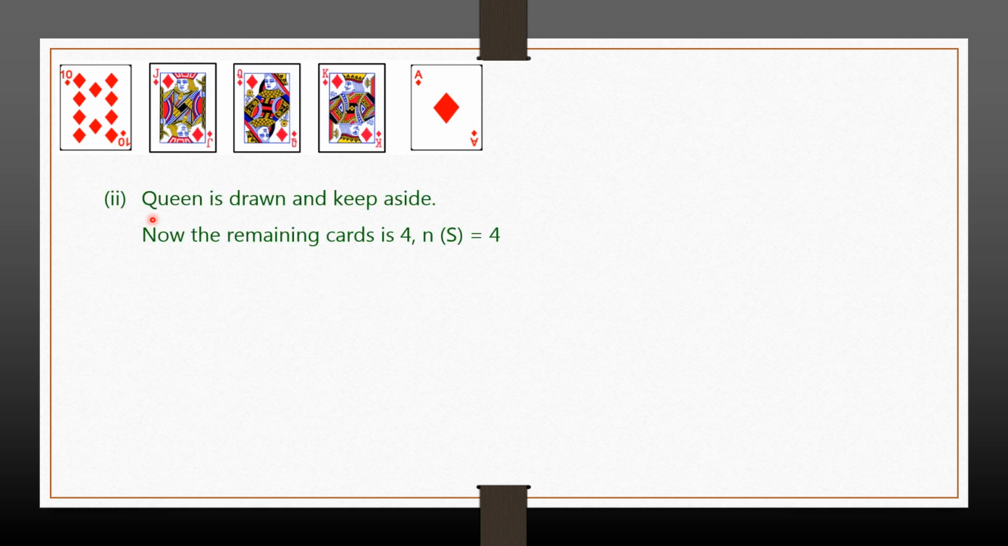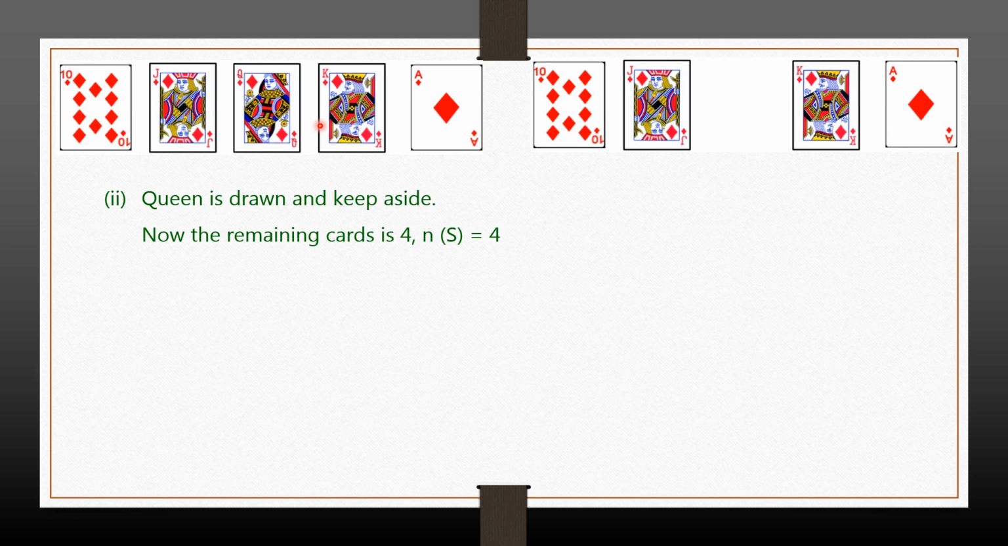The next, second problem. Queen is drawn and kept aside. And these are the 5 cards I have taken. Here you can see this. Only the Queen I removed. Only 4 cards left. Now the remaining cards is 4, because one Queen card we removed. Now what do you have to find? You have to find the probability of getting an Ace. Take B as getting an Ace. Here N of S will change.